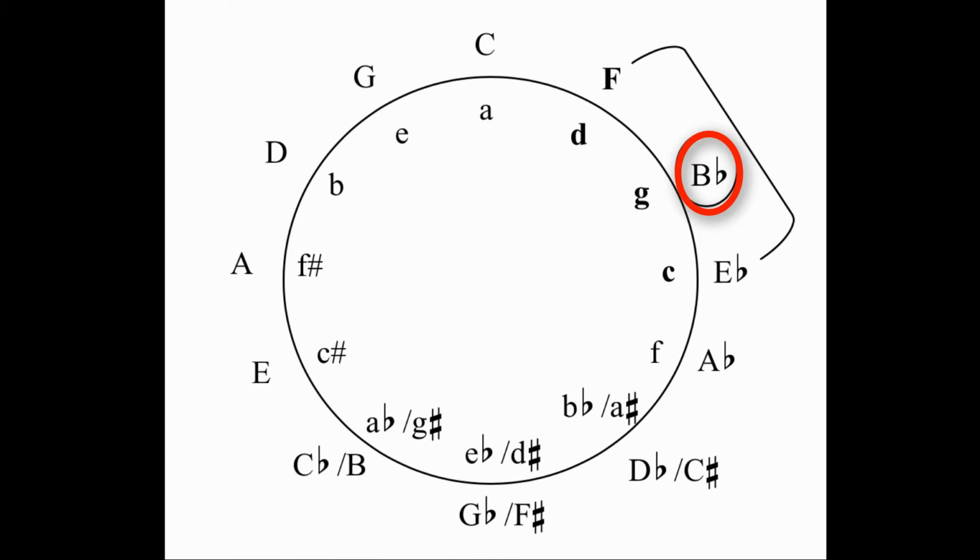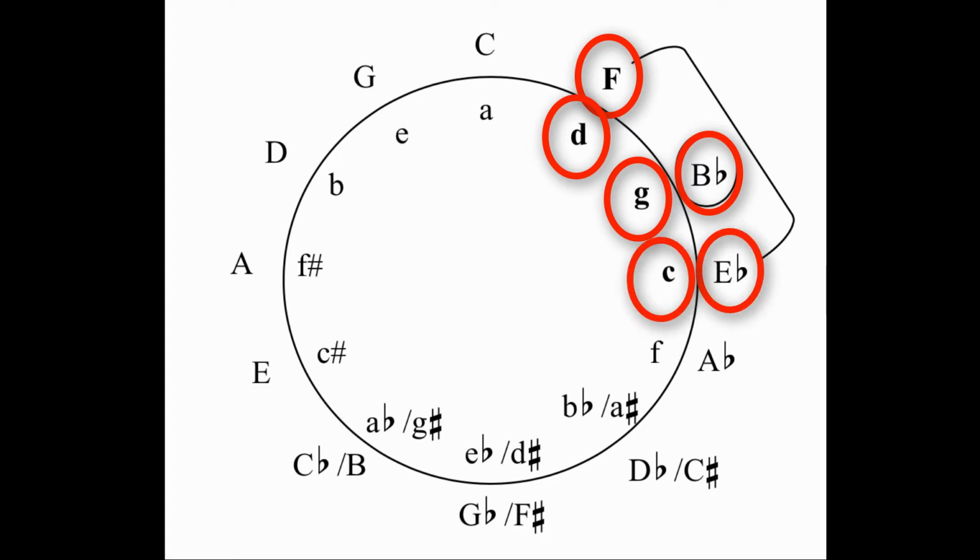For example, the closely related keys to B flat major are G minor, of course its relative minor, F major and D minor, and then E flat major and C minor, as shown on the circle of fifths here. Notice these are all adjacent keys.